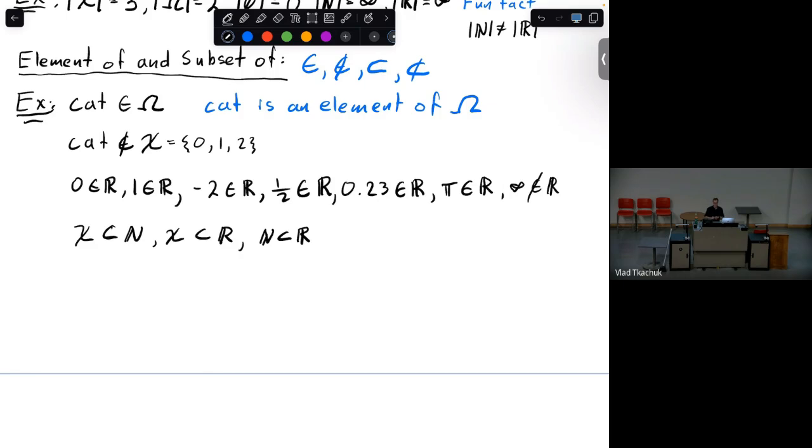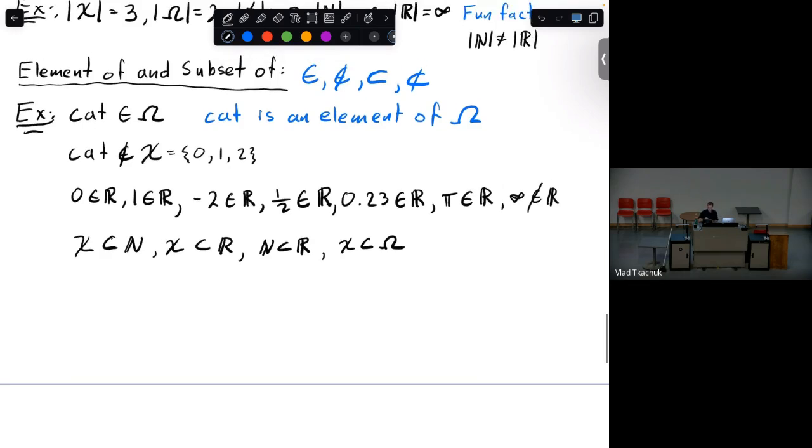So it's a way to communicate that this is a set that has everything in the previous set and potentially more. And for example, X is definitely not a subset of omega, because if you recall what omega is, it has cat and dog and does not have the numbers 0, 1, and 2. So it's not a subset of it.